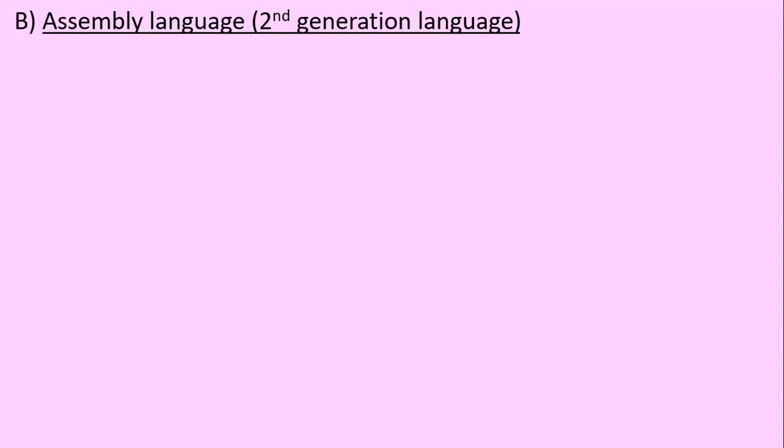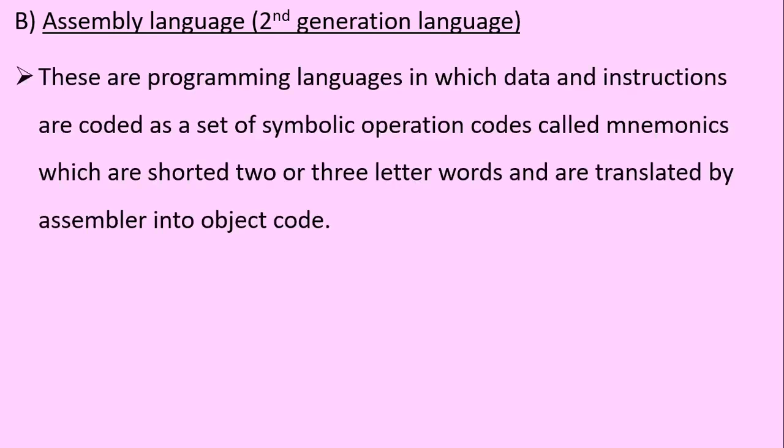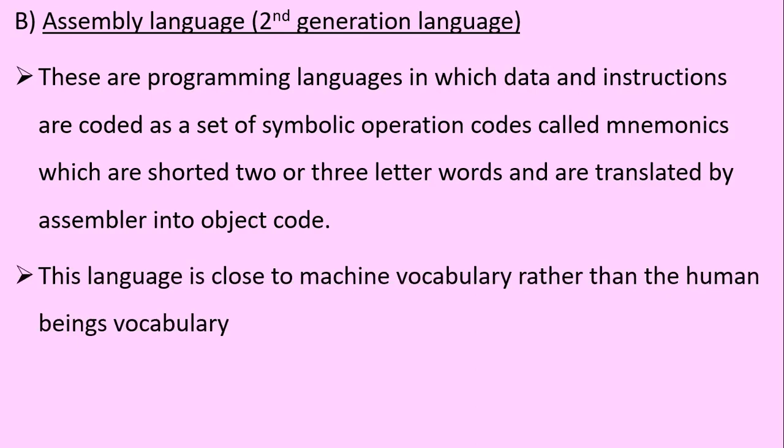Let's now focus on assembly language, or what we refer to as the second generation languages. These are programming languages in which data and instructions are coded as a set of symbolic operation codes that we call mnemonics, which are shortened 2 or 3 letter ones and are translated by an assembler into object code. This language is close to machine vocabulary rather than the human being's vocabulary.